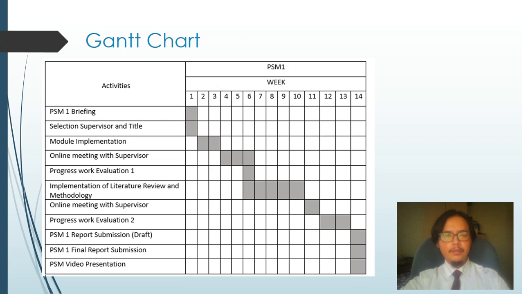Okay, this is the Gantt chart that has been planned from week 1 to week 14, including the PSM1 briefing, selection of supervisor and title, module implementation, online meetings with the supervisor, progress work evaluation 1 and 2, implementation of literature review and methodology, and lastly the PSM1 final report submission and PSM video presentation.